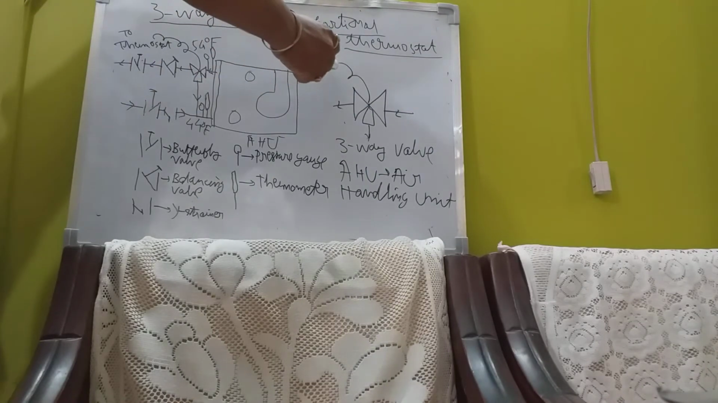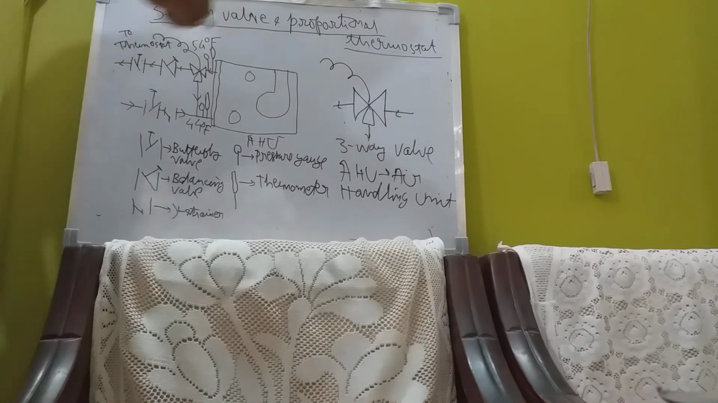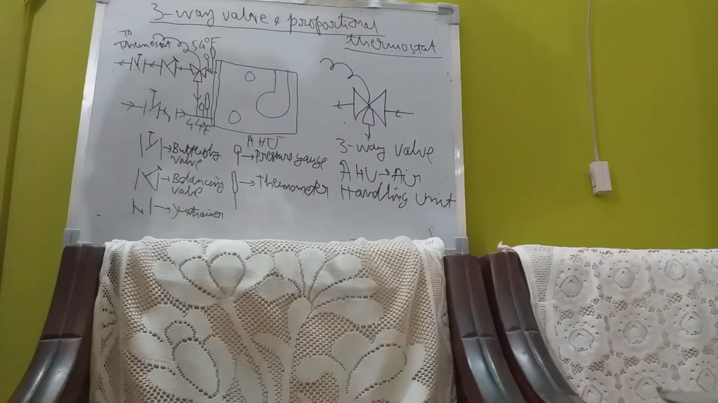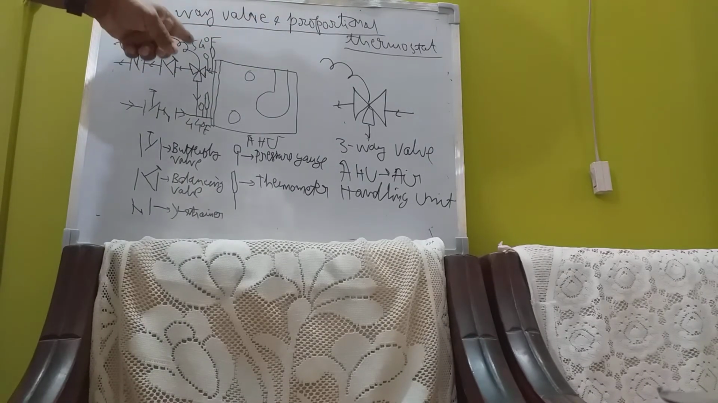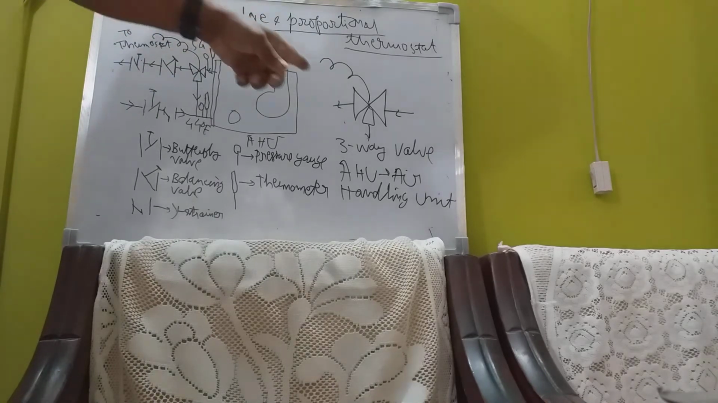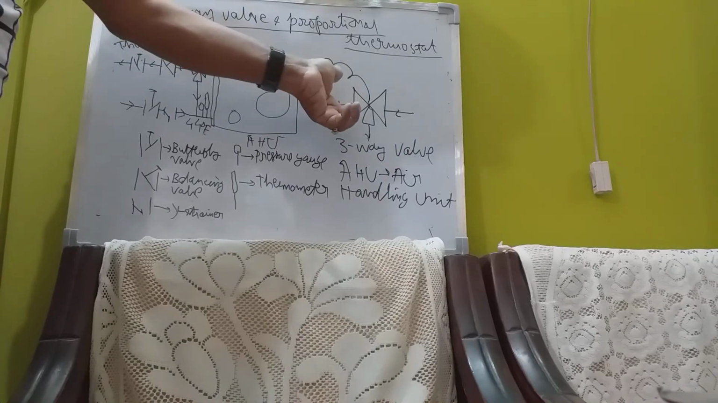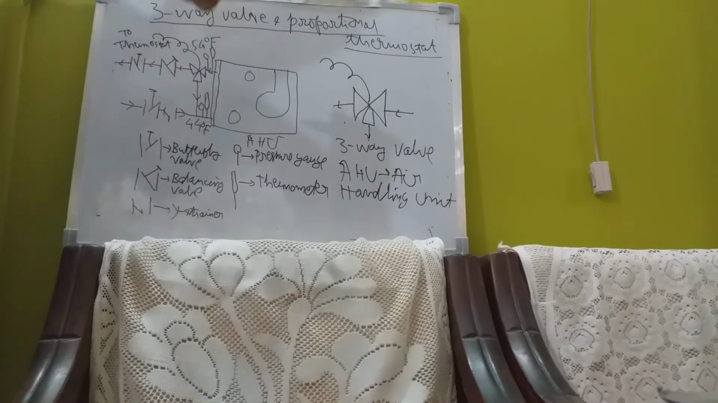So this is connected to a proportional thermostat. I have written here, this goes to the thermostat. That thermostat is a proportional thermostat. It is not a simple thermostat. A simple thermostat generally measures a particular temperature and does not give a signal to anybody. It just measures. A proportional thermostat measures the temperature and gives a signal to the three-way mixing valve. Now, depending on that signal, the three-way mixing valve opens or closes.